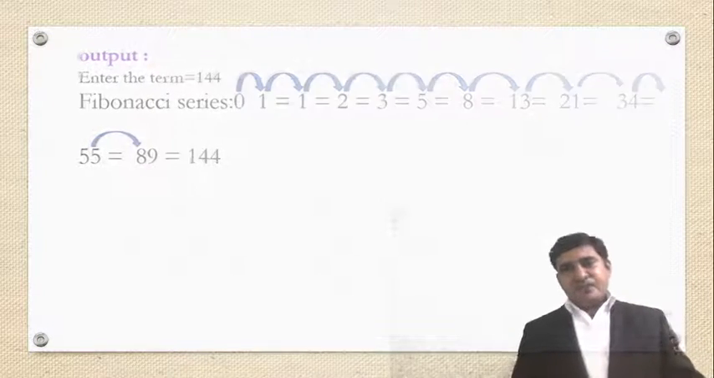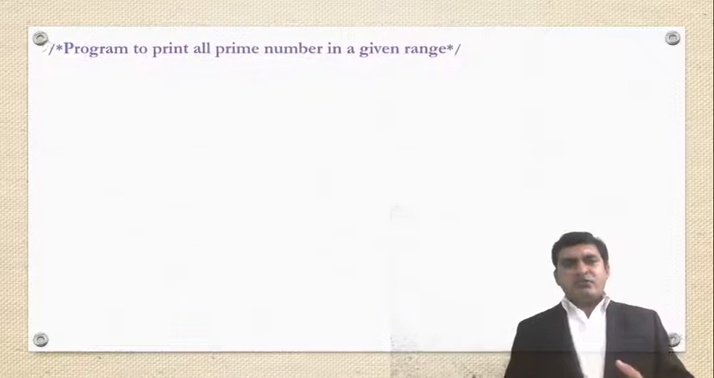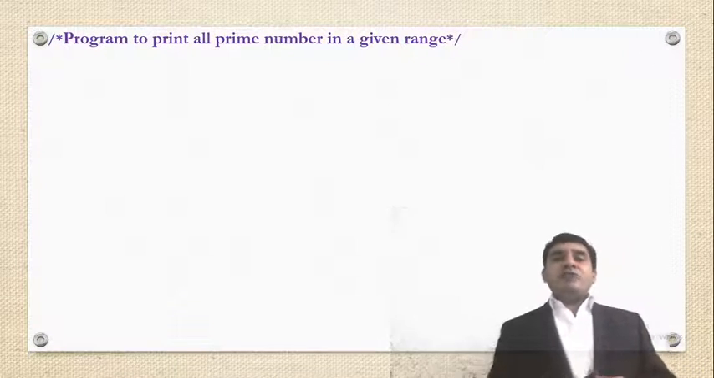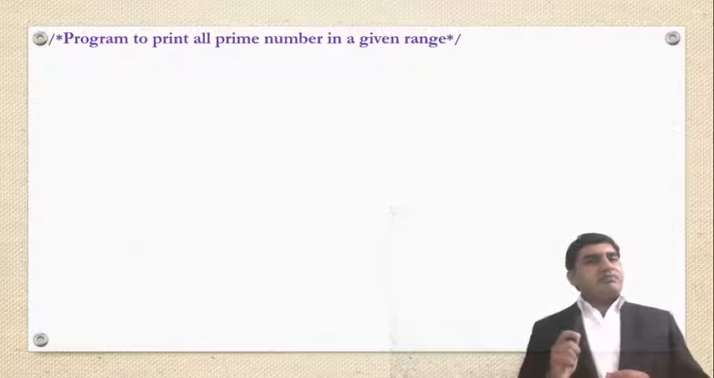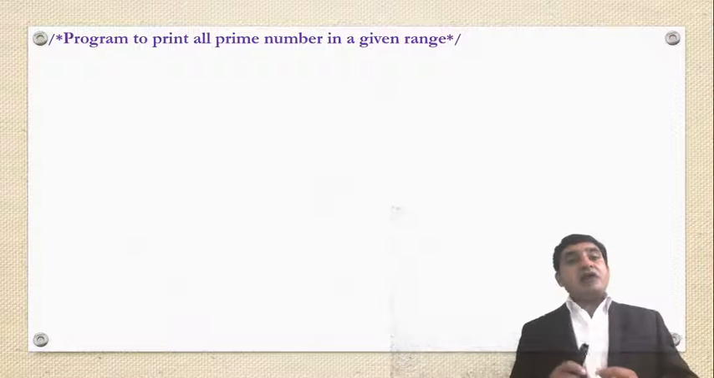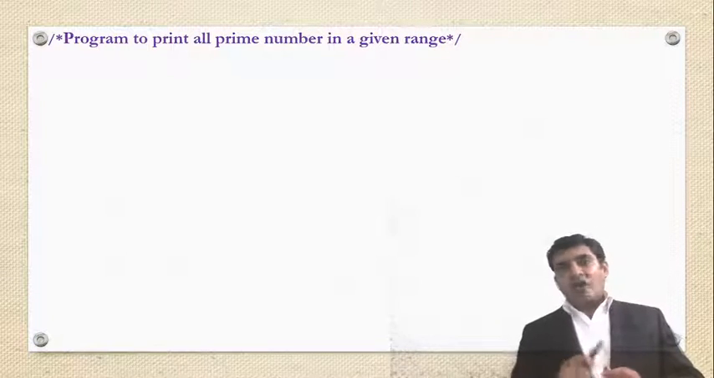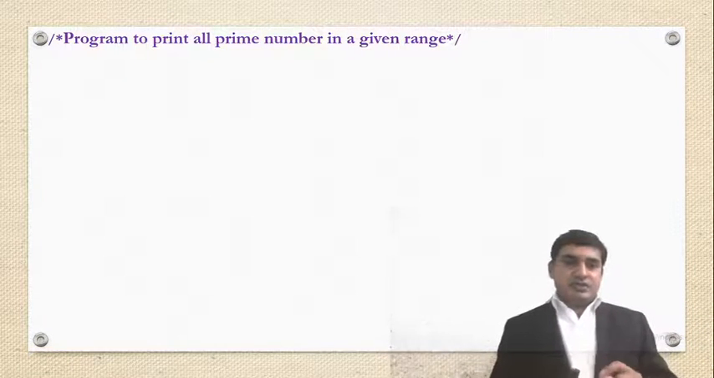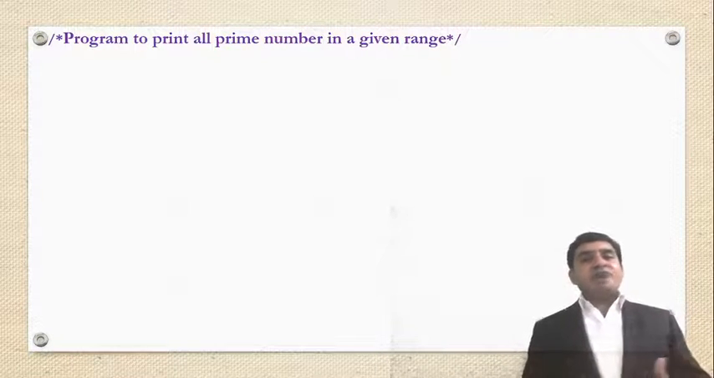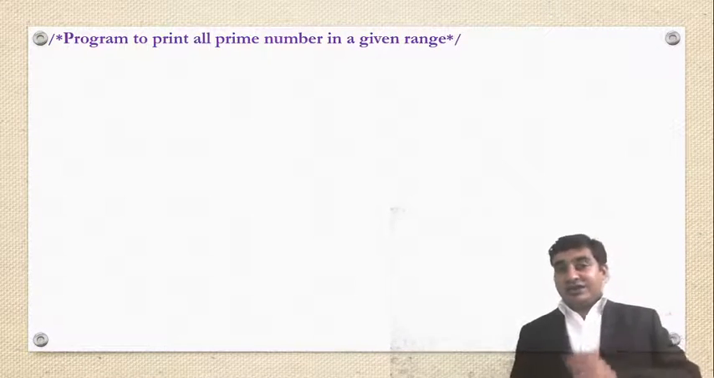Now we have to see the next program, to print all prime numbers in a given range. We know that prime numbers are divisible only by themselves or by 1. Okay, and we have to print the prime numbers in a given range.